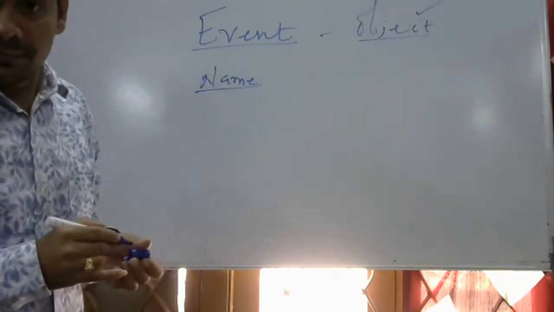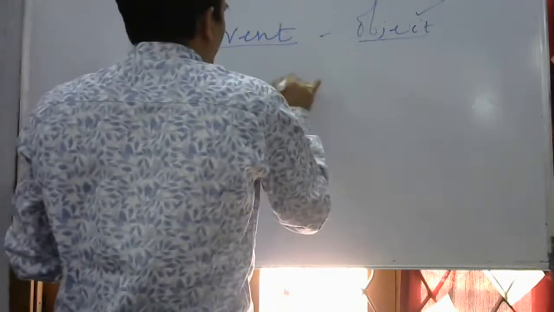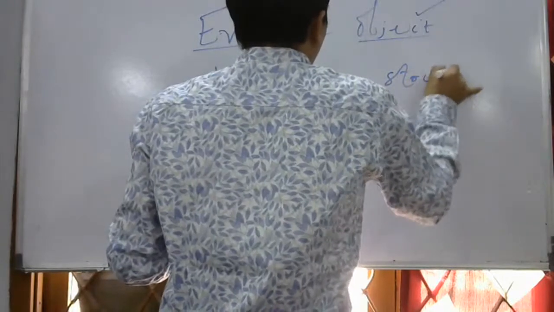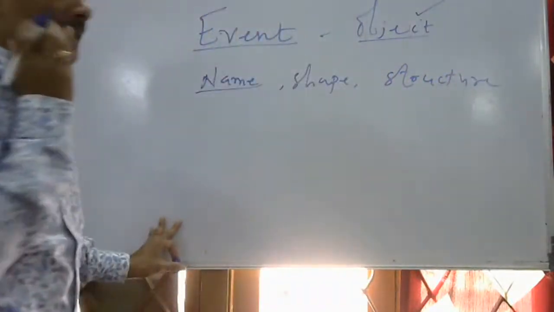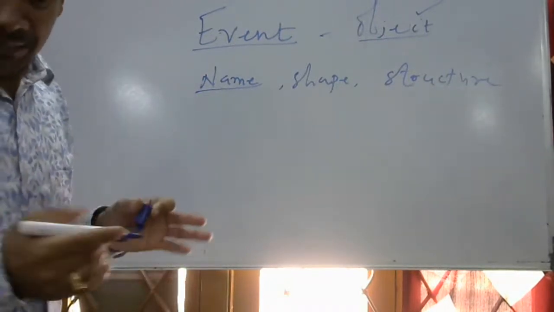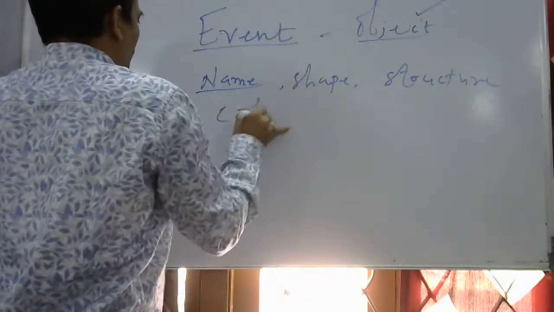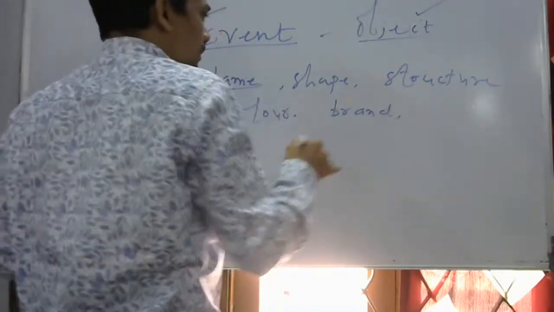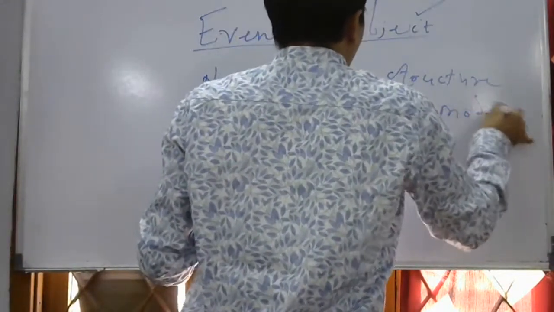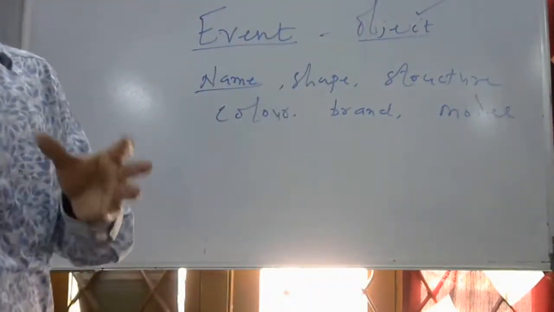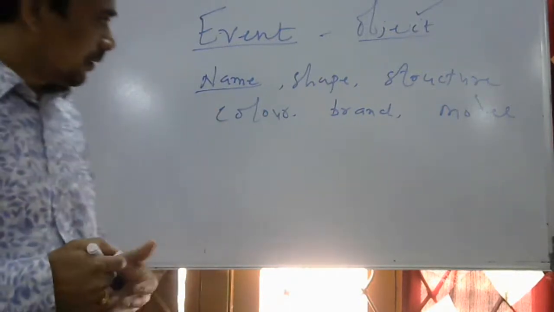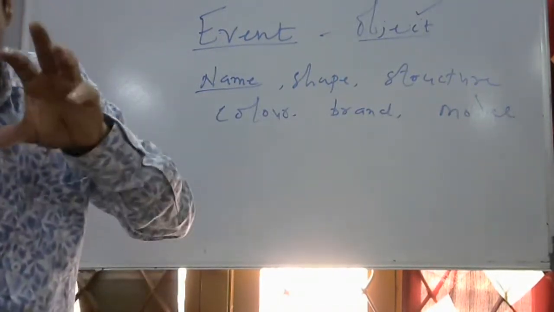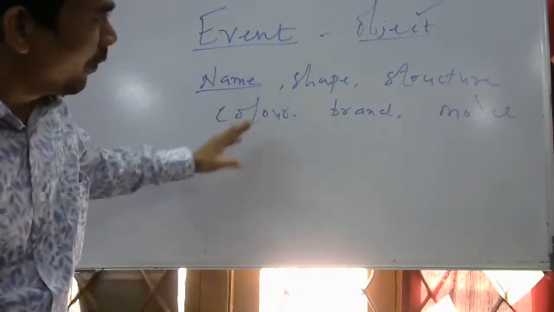name you have to understand, then shape, structure, color, brand, trademark, model, color, brand, model. So any electronics item or any electronic gadgets when we are talking about, so when you are writing any description on that, you can think of all these.